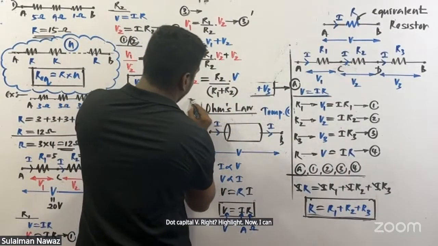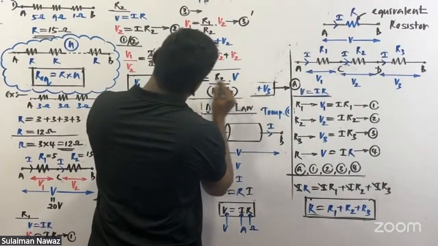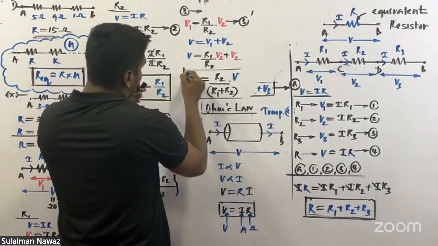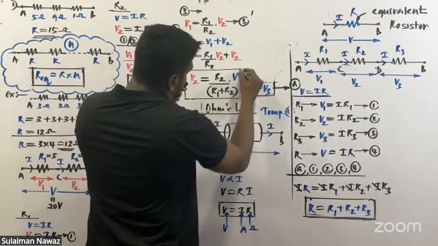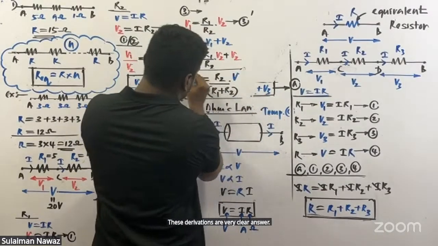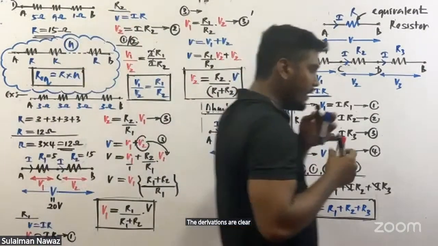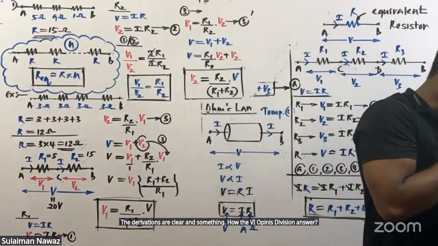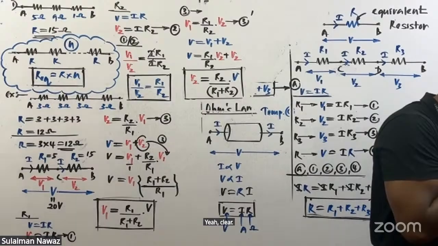Now I can deliver the conclusion. These derivations give very clear answers. I will explain the conclusion, don't worry. How did I obtain these derivation answers? They are clear. Once you finish, raise your hands.